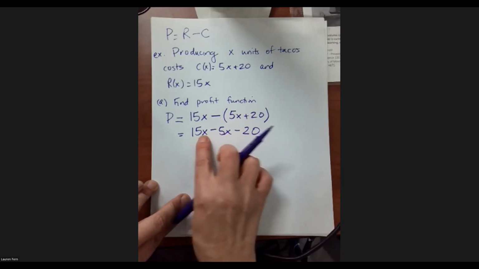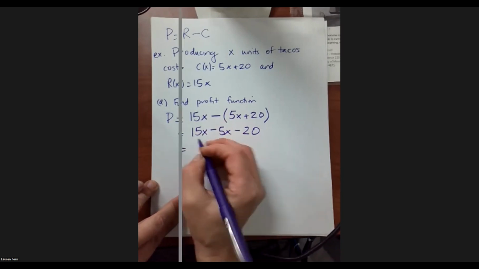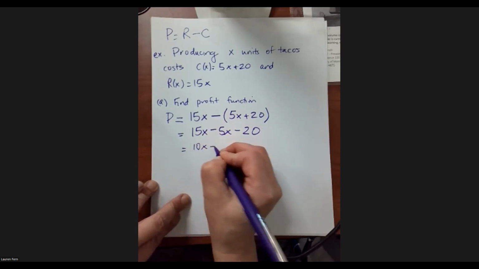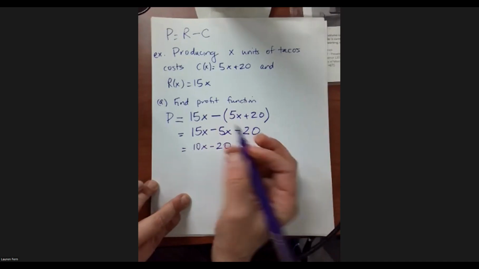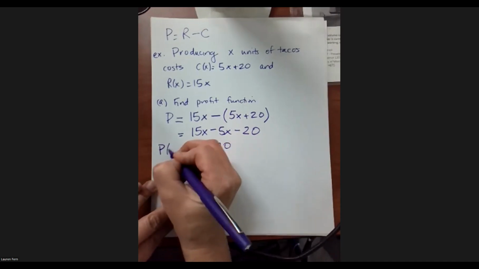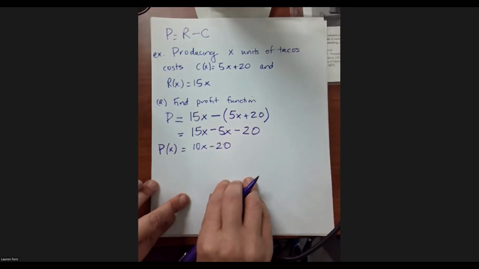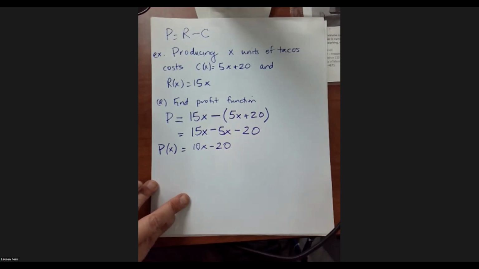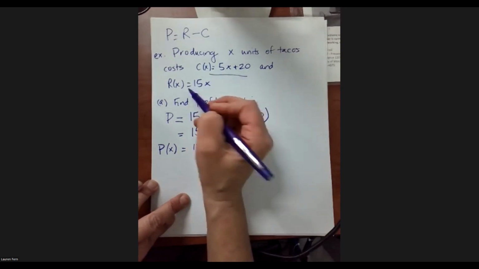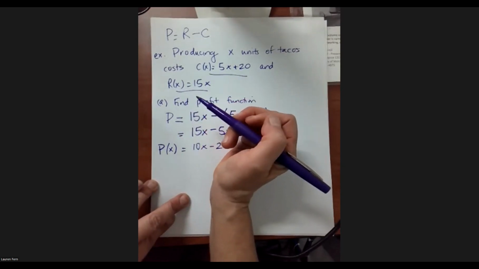All right, we can now combine like terms. 15X minus 5X is 10X minus 20. So that's my profit function. Again, I tend to write my variable on my left side. You don't have to if it messes with you. Questions on finding the profit function? Both of these were given to us. Oh, okay. Yes.